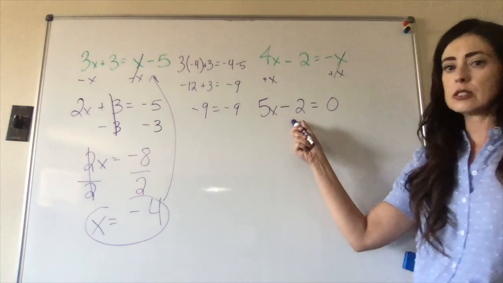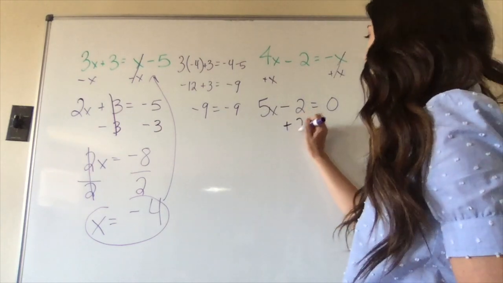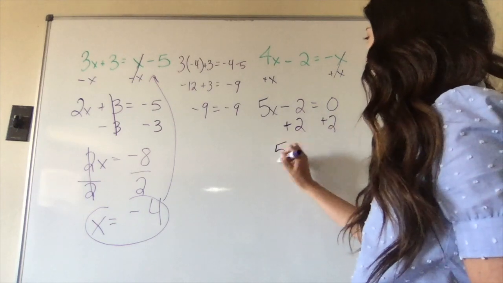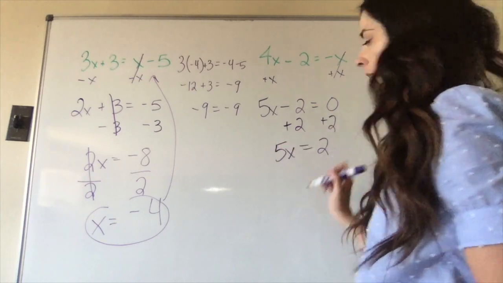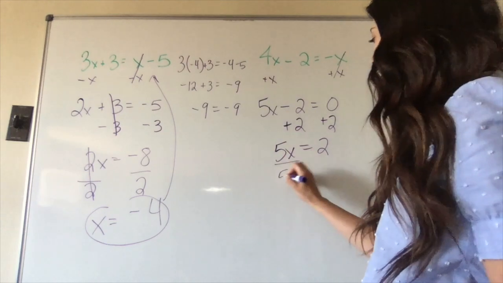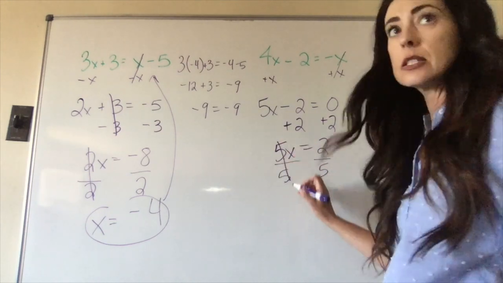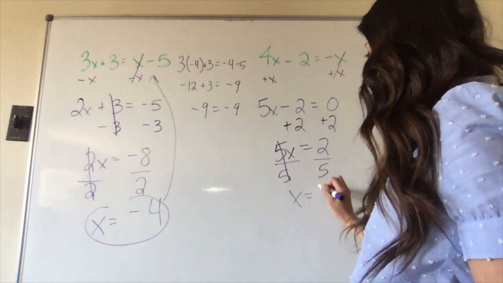And then I'm going to move this constant, so I'm going to add 2 on each side, and I get 5x is equal to 2. And then now I have to divide each side by 5. Those cancel, so I get x equals 2/5.